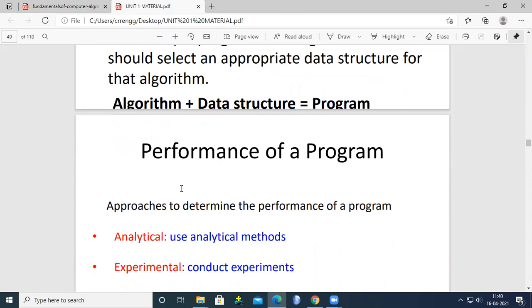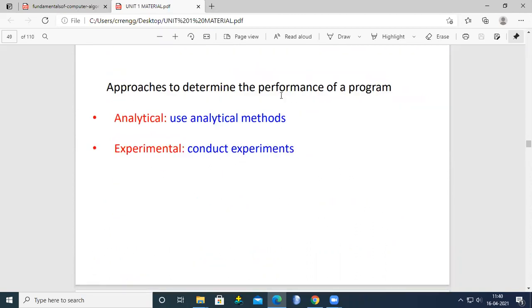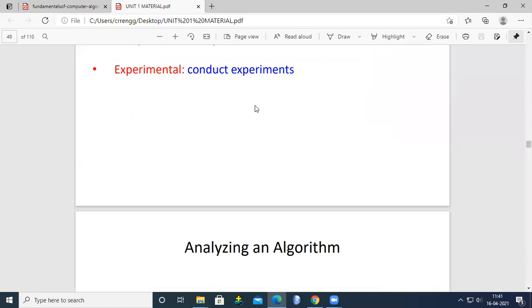Now, performance of a program. How to know the performance of a program? It may be analytical or experimental. Use analytical methods; experimental means conduct the experiments. So we are conducting several experiments or using the analytical methods. Based on that, we can find the performance of a program.